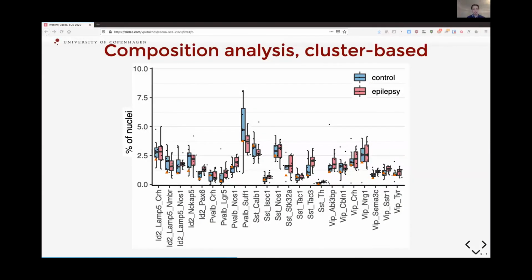Let me start with compositional analysis, cluster-based. The very basic thing we can do is look at the proportion of a specific cell type per sample. Then we can plot these proportions for each subtype, and since we have multiple samples, we get a distribution of proportions, and we compare these distributions between conditions. We can estimate significance, and that's fine.